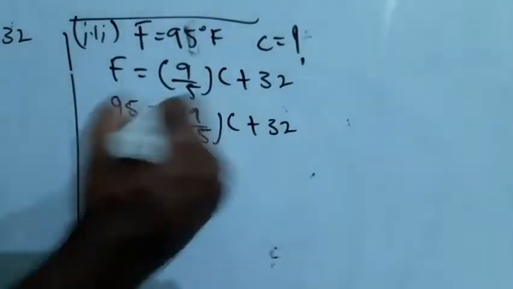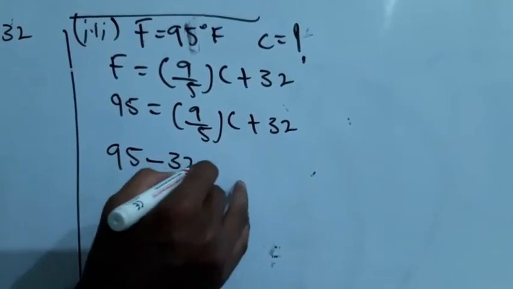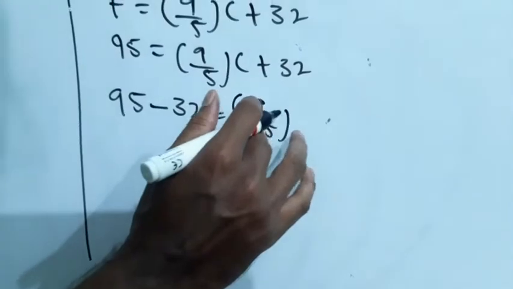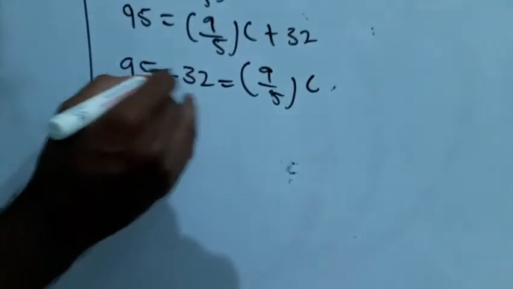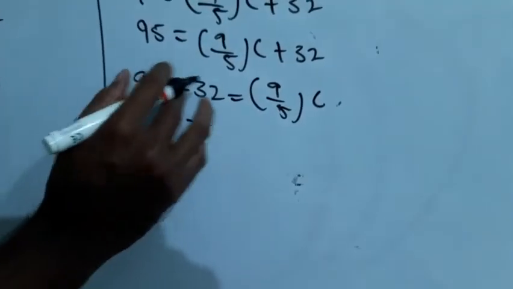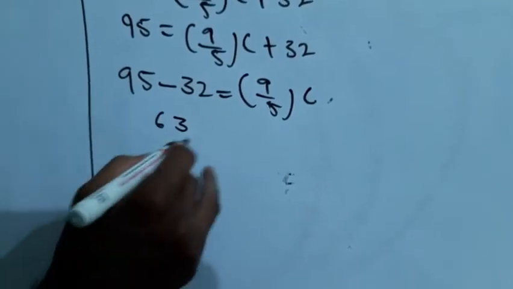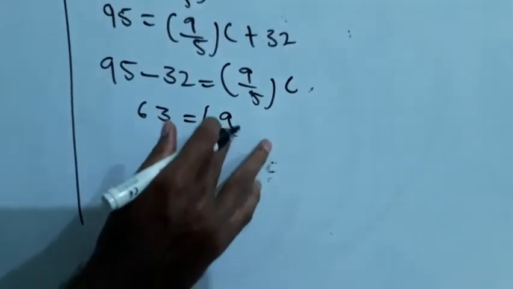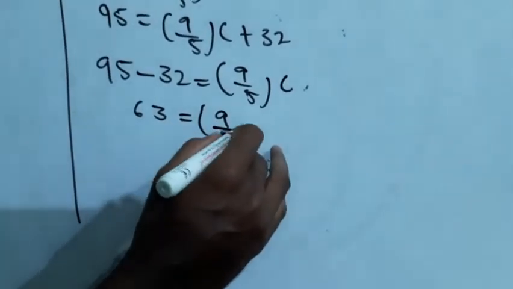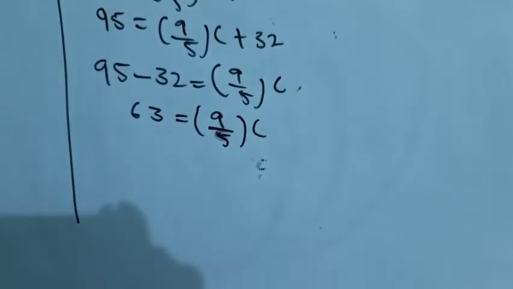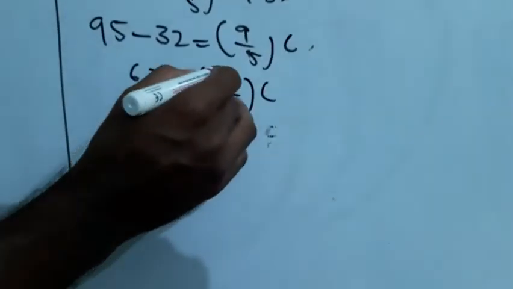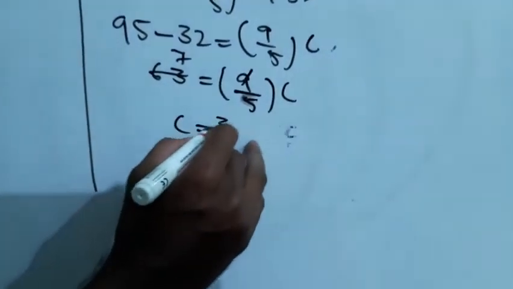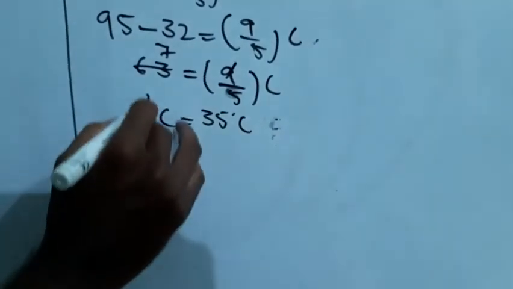95, transfer 32 to the left hand side: 95 minus 32 is equal to 9 by 5 into C. 5 minus 2 is 3, 9 minus 3 is 6, so 63 is equal to 9 by 5 into C. Now 9 sevens are 63. So C is equal to 35 degree centigrade.